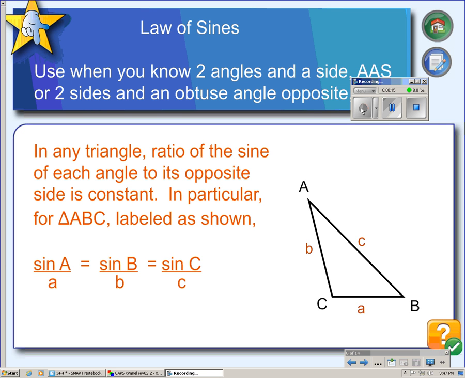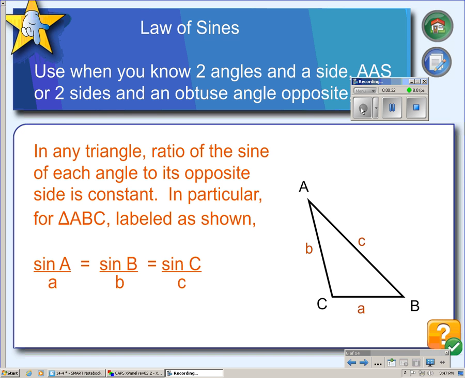And this law says that in any triangle, no matter what the angle measures are, the ratio of the sine of a particular angle to its opposite side is a constant. So then you can set up ratios between the different sides to find the missing parts.